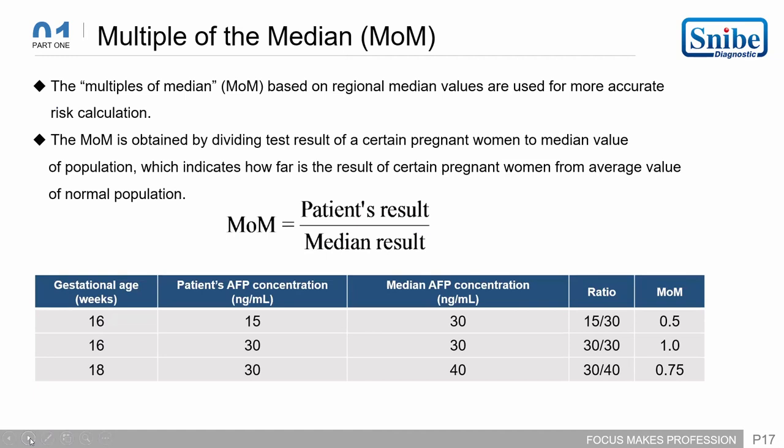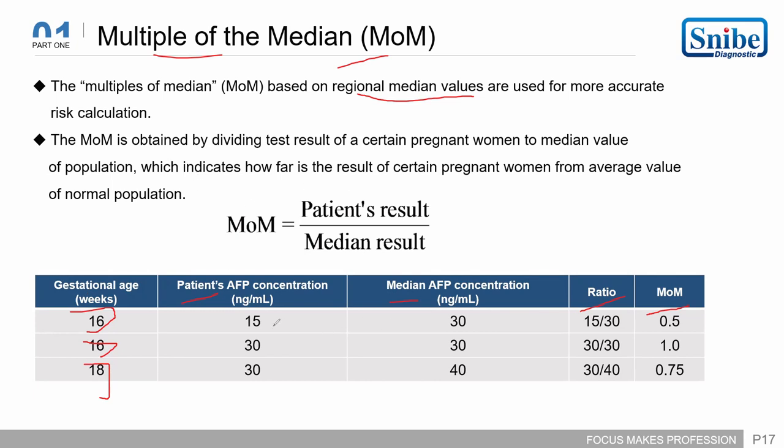With non-invasive procedures, there is one process we call the multiple of the median, MoM. There is a procedure to calculate the multiple of the median, which is based on regional median values, for more accurate risk calculations. How do we obtain the MoM? Take gestational weeks like 16 and 18. You take the patient's alpha fetoprotein value along with the median alpha fetoprotein value, calculate the ratio, and the MoM gives you the value. So how do we calculate the MoM? The MoM is obtained by dividing the test results.